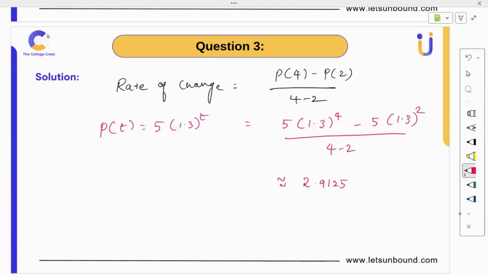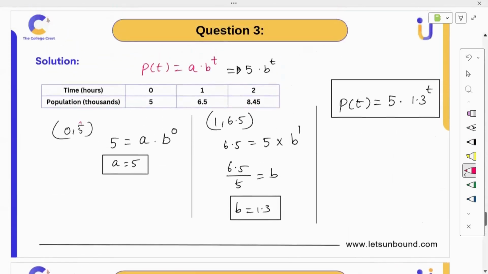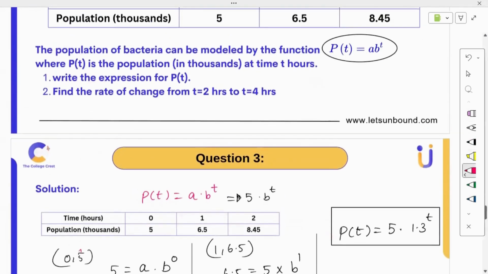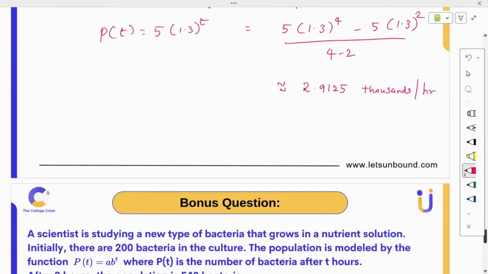And what is this? Actually, the population is in thousands, and t is years or hours. Wait, I think it's hours. Yeah, it's hours. So 2.9125 thousands approximately per hour. So while you're writing the rate of change, this unit is important. And that's it for today's video.